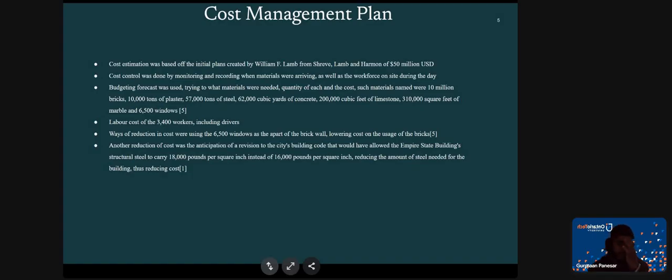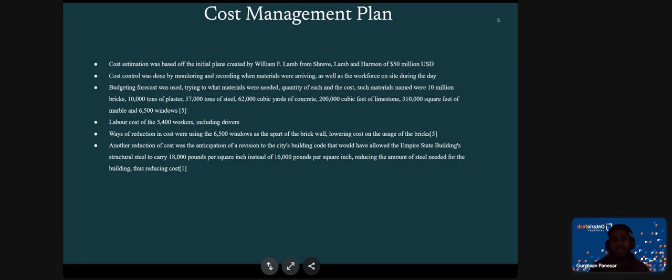Some ways of reducing the cost during this project were to use the 6,500 windows as a part of the brick wall, rather than making an entire brick wall and making a cutout for the window, which lowered the cost of the use of the brick and the amount of bricks used.